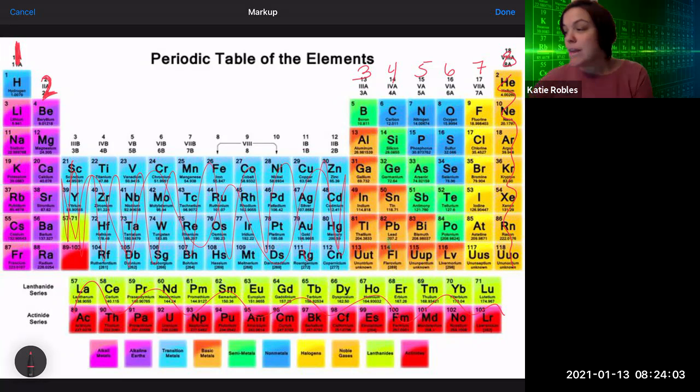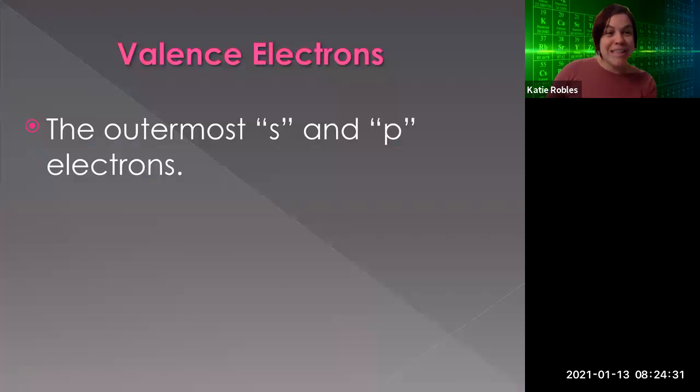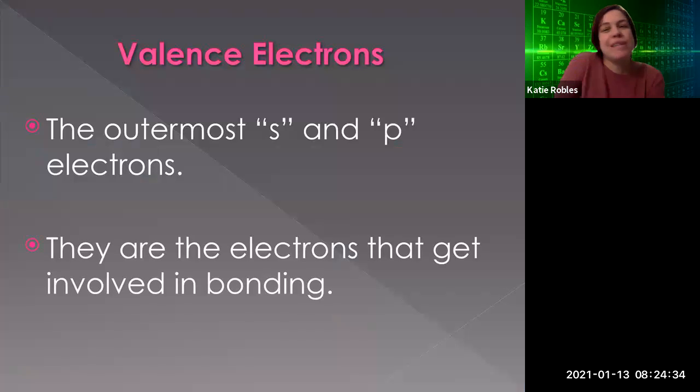And luckily for you, they match up with the group number. So group number 17 has 7 valence electrons. And that's to say that fluorine has 2 S electrons from over here plus 5 P electrons, which is what gives us 7 valence electrons. So that's what I'm talking about. They are, like I said, the outermost S and P electrons. They're the ones that get involved in bonding. Sure, there's a whole bunch of other electrons in atoms, but if they're not involved in bonding, who cares, right?